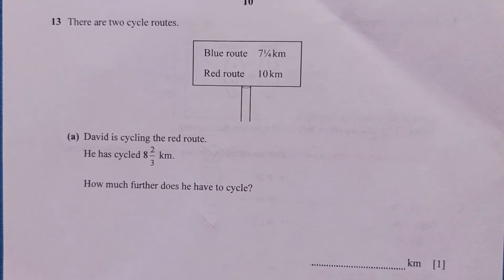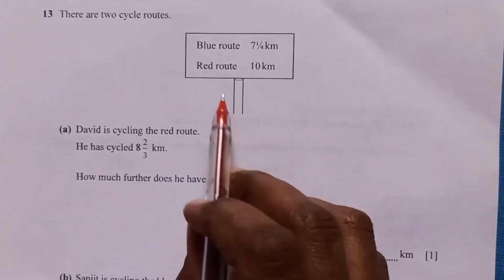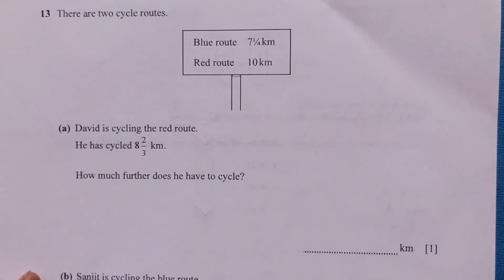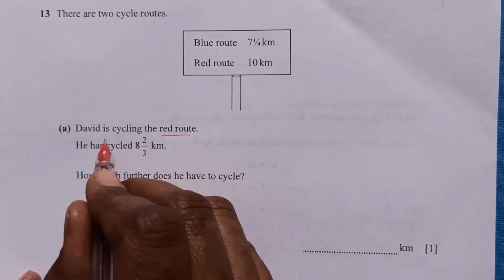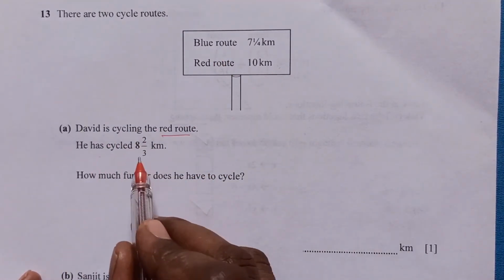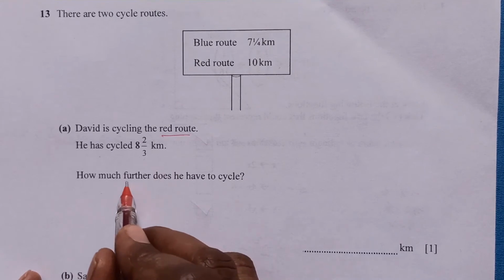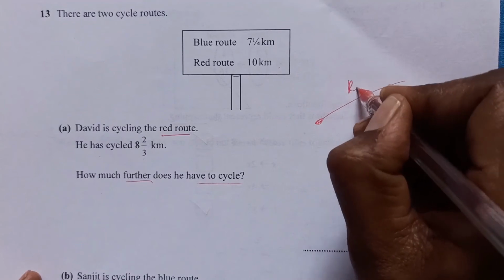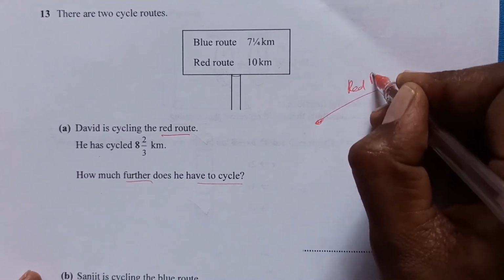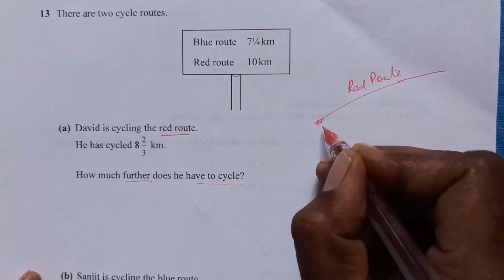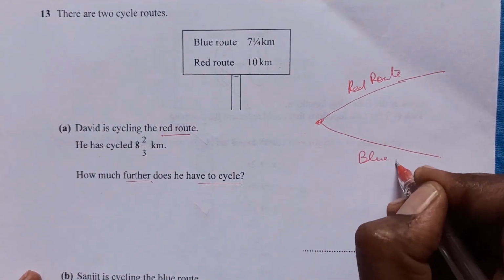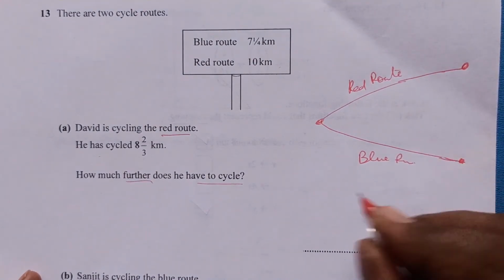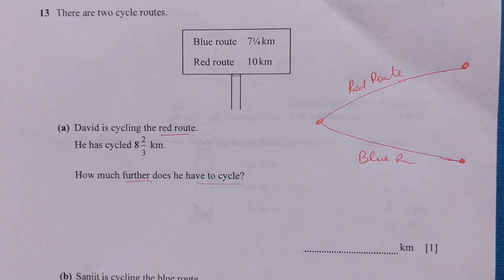Number 13, there are two cycle routes, the blue route and the red route. Someone is cycling and there are two routes. So David is cycling the red route. He cycled 8 2/3 kilometers. How much further does he have to cycle? Let's say starting from here, this may be the red route. Another one may be the blue route. Let's say this is the destination, right? So try to understand this concept.